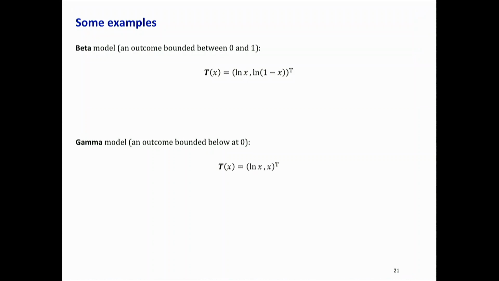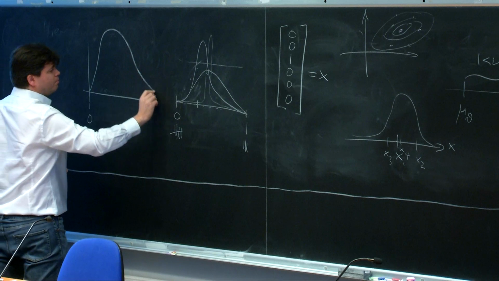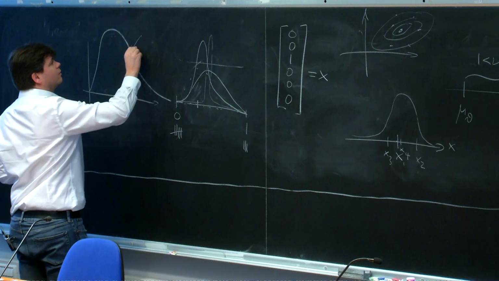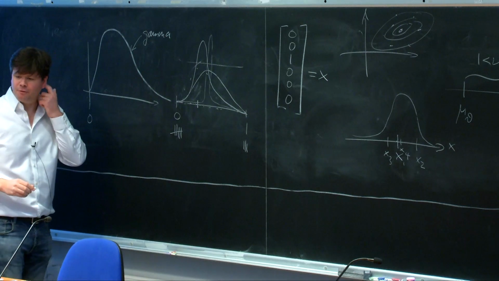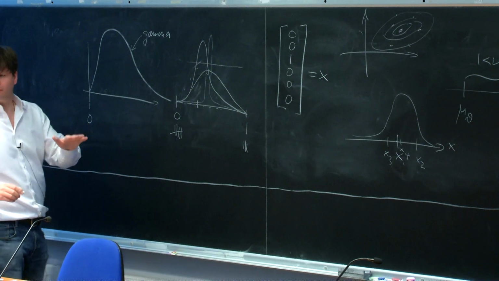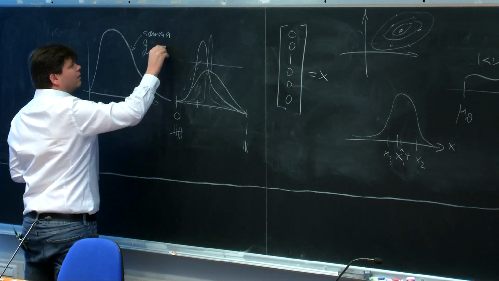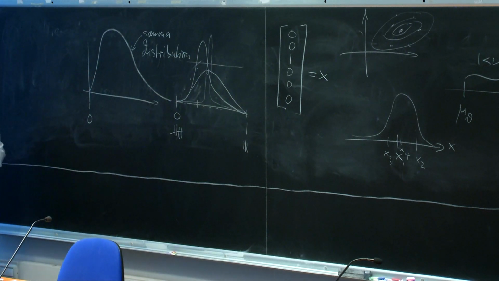A gamma model. Now this is a distribution that looks like this. It is bounded below at 0, but unbounded towards infinity. There's a gamma distribution. Not to be confused with a gamma function. A gamma function is something else. The gamma distribution.